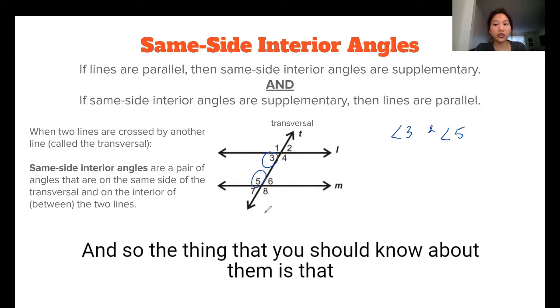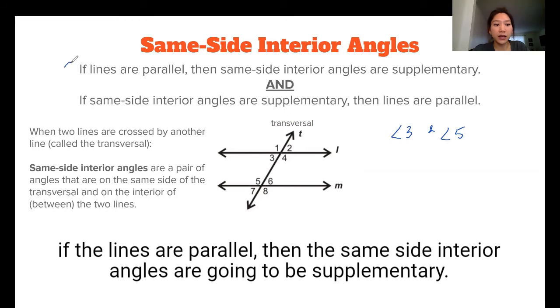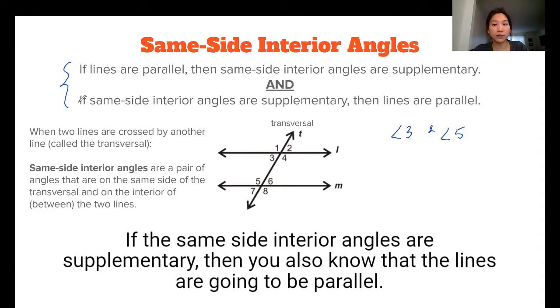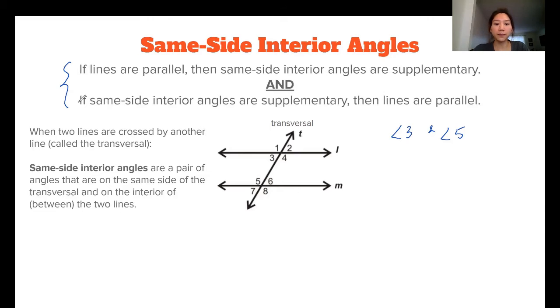And so the thing that you should know about them is that if the lines are parallel, then the same side interior angles are going to be supplementary, but it also works the other way around, just like all the other parallel line relationships. If the same side interior angles are supplementary, then you also know that the lines are going to be parallel, okay?